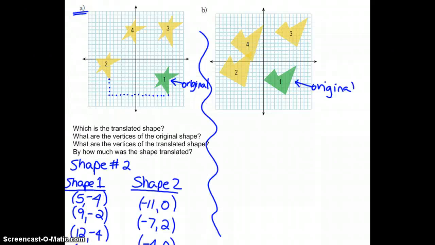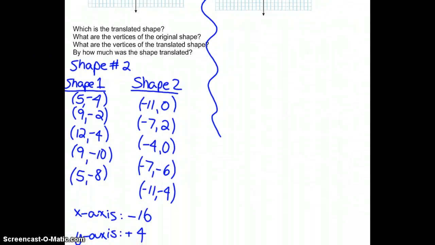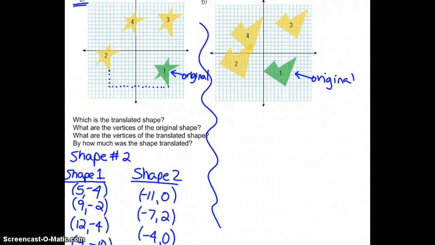Your original is the green. We determined that shape number 2 is the translated shape because if you count 16 units left and 4 units up from every one of these corners, you will be moved exactly to where shape 2 is. So shape 2 is our translated image.